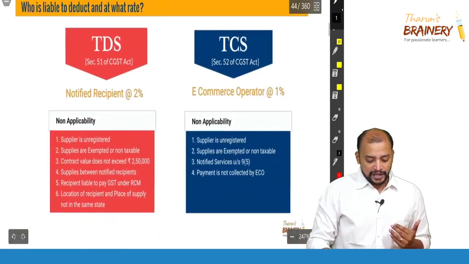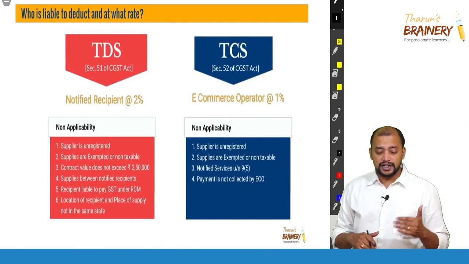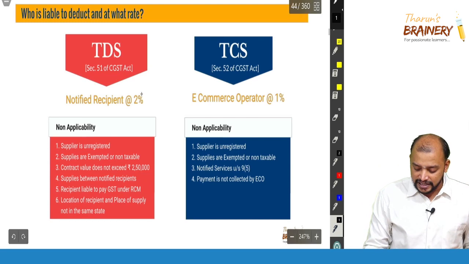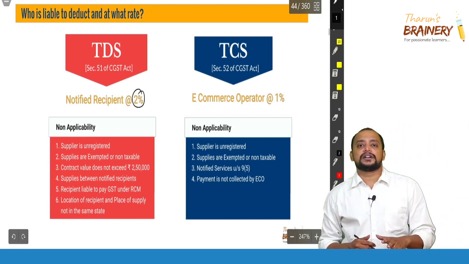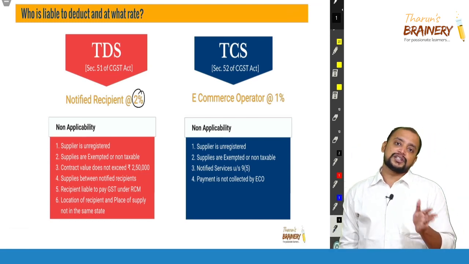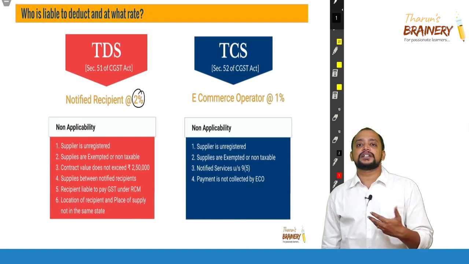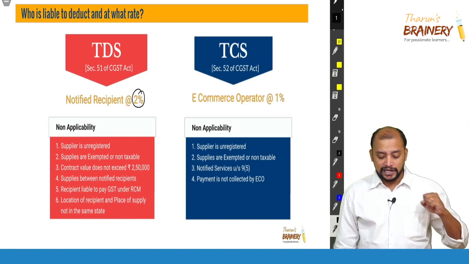And next, what will be the notified rate? It is 2%. If it is intrastate supply, 1% CGST and 1% SGST. If it is interstate supply, 2% towards IGST.